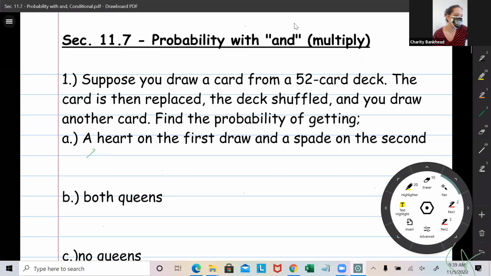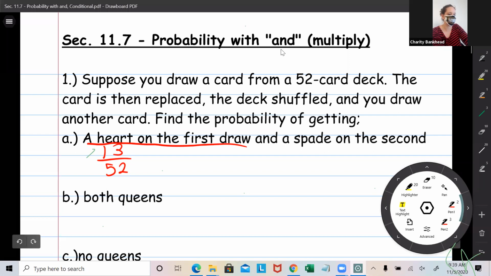So it says, suppose you draw a card from a 52 card deck. The card is then replaced and the deck is shuffled and you draw another card. Find the probability of getting a heart on the first draw and a spade on the second draw. So the probability of getting a heart is 1/4 of the deck. There's 13 of them, so you can say it's 13 out of 52, or you can just say it's 1/4. So that would be a heart on the first draw.